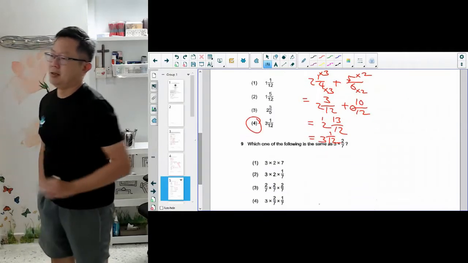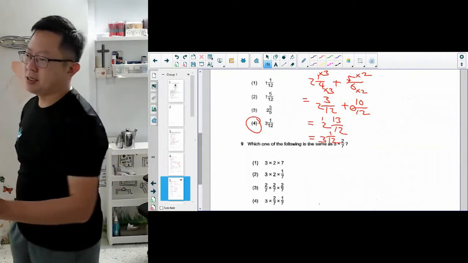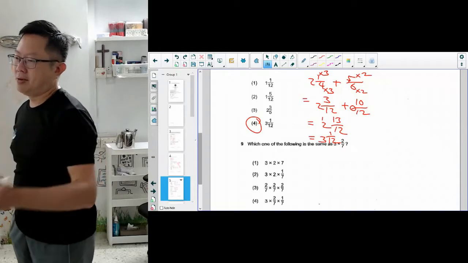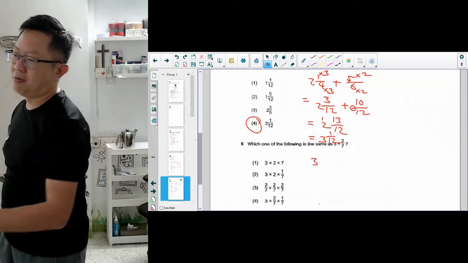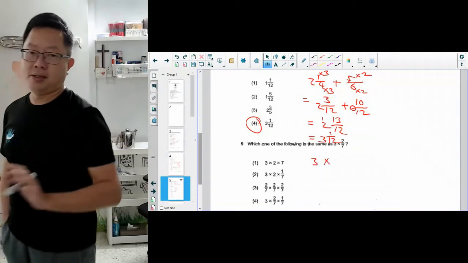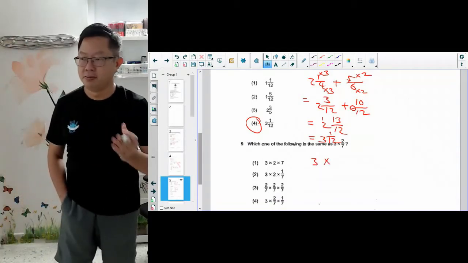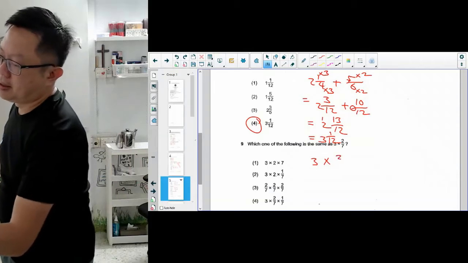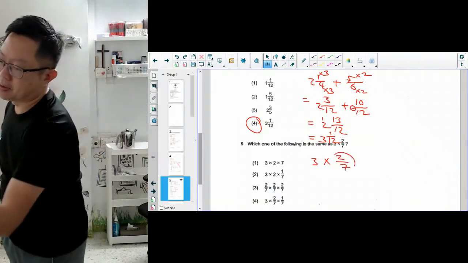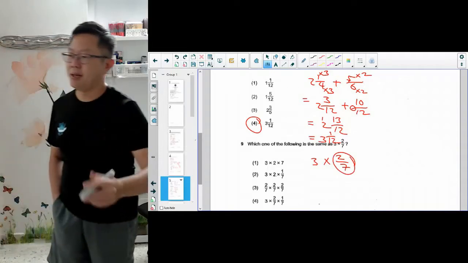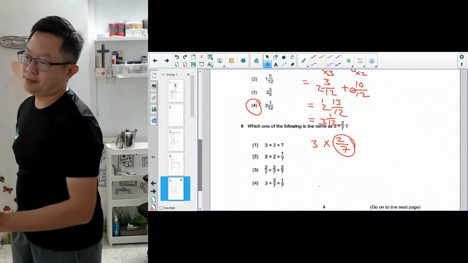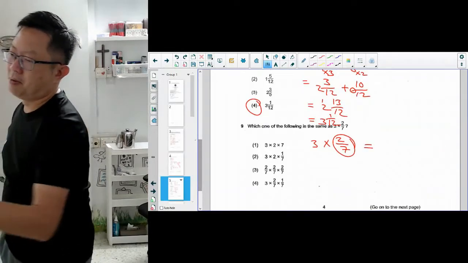Okay, next one. Which of the following is the same as 3 times 2 over 7? So what do you mean by 3 times 2 over 7? It means that you have 3 groups of 2 over 7. Every time there's a times, it means that we are talking about groups, 3 groups of 2 over 7. So that will be 2 over 7, that's one group, so you plus another one group, plus another one group. So which means that, okay, what is the answer there?